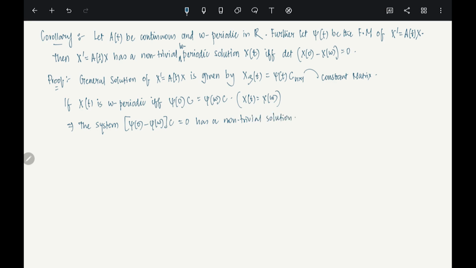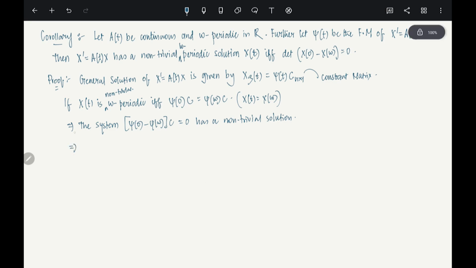Is this okay? Why is this true? Because you see, this W periodic solution which you have is non-trivial, we are assuming. So this system, phi 0 c minus phi w c, has to have a non-trivial solution, clear? Otherwise this is going to be 0, right? So it has to have a non-trivial solution. But for this system to have a non-trivial solution, what is the requirement?